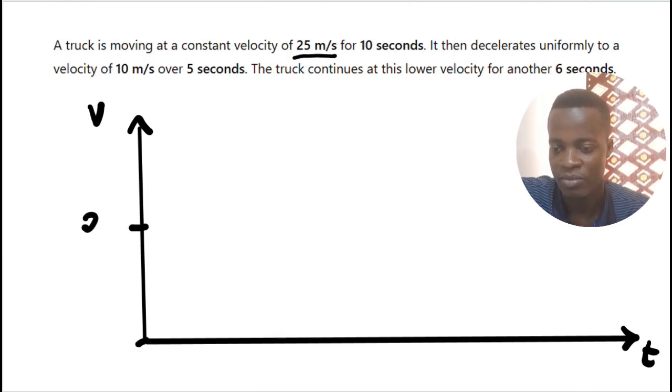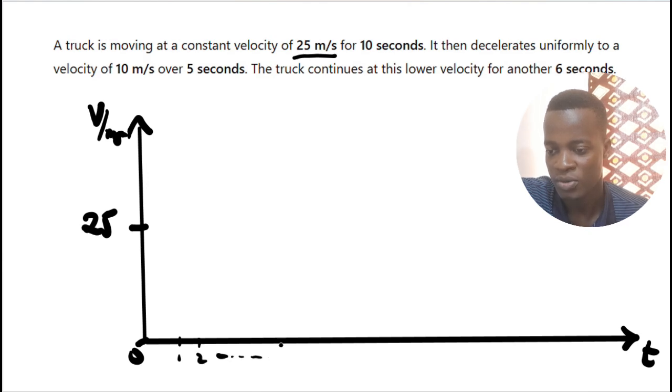Let me put 25 somewhere here. Remember, this is in meters per second. We are keeping that 25 meters per second for 10 seconds. So here is 0, 1, 2, up to, let's say we reach 10 somewhere here. Right? Let's say 10 is somewhere here. 10 seconds. So 1, 2, 3, 4, up to 10.